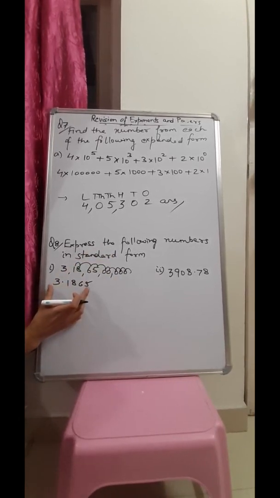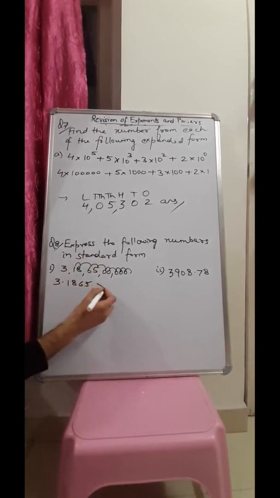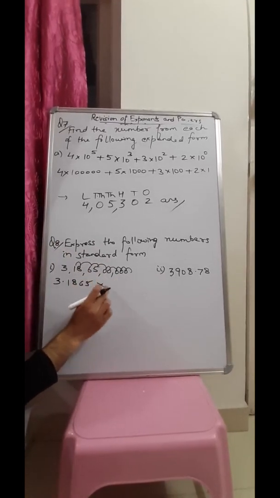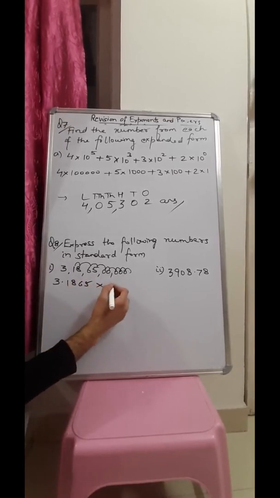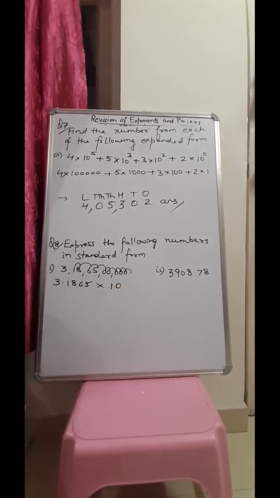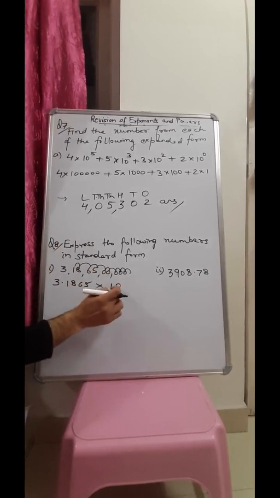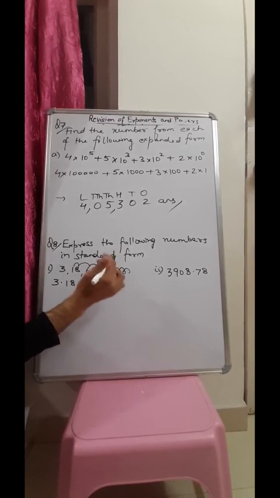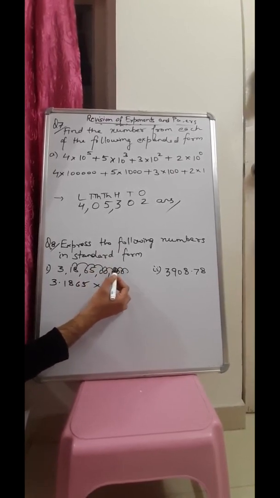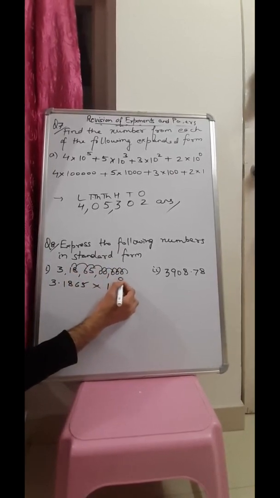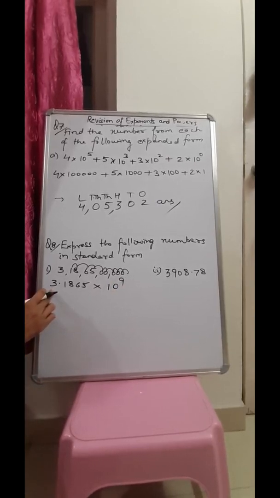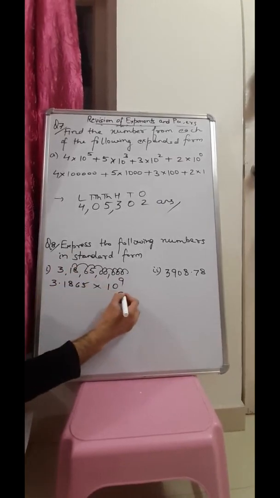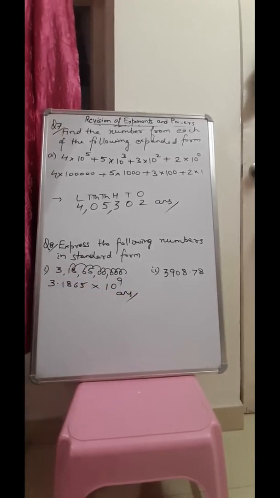So this is a decimal number that is coming between 1 and 10, and it is a product. We have to write the decimal number with a combination of the exponent. The base will be 10, and its power will be 9. Why? Because I shifted the decimal 9 places back. So 10 raised to power 9. So the answer will be 3.1865 into 10 to power 9. So in this way we can form a standard form.